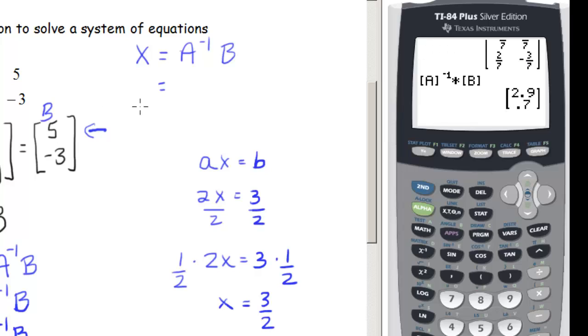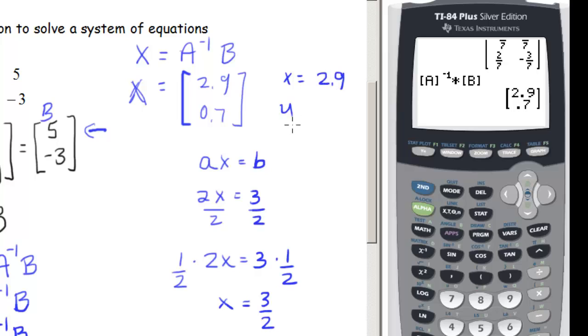And we get X equals 2.9, 0.7. This is what my X equals. This is a big capital X. So that tells me my little x is 2.9 and my y is 0.7.